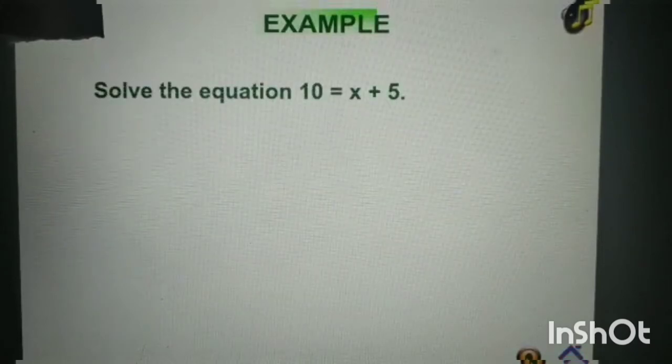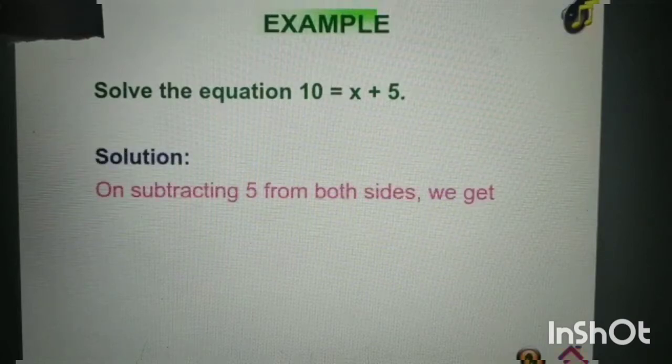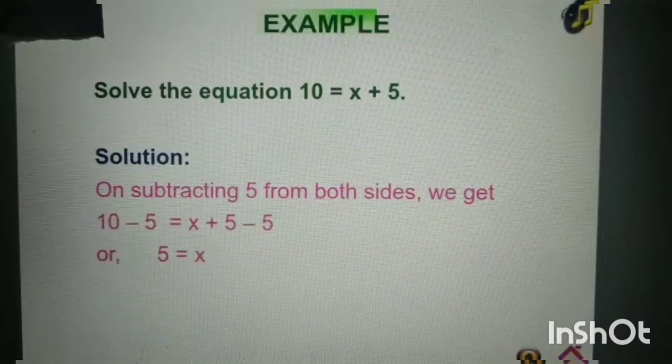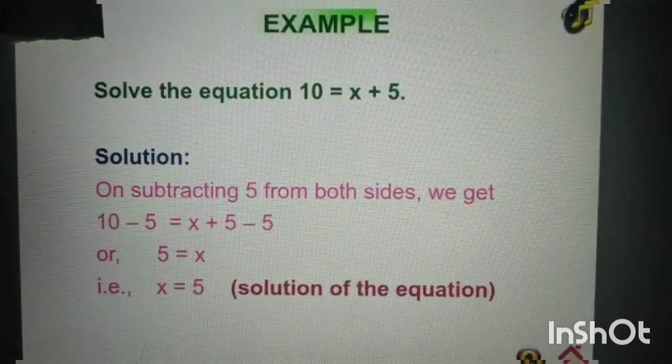Let us work out an example. Solve the equation 10 is equal to x plus 5. On subtracting 5 from both sides, we get 5 is equal to x. That is, x is equal to 5 is the solution of the given equation.